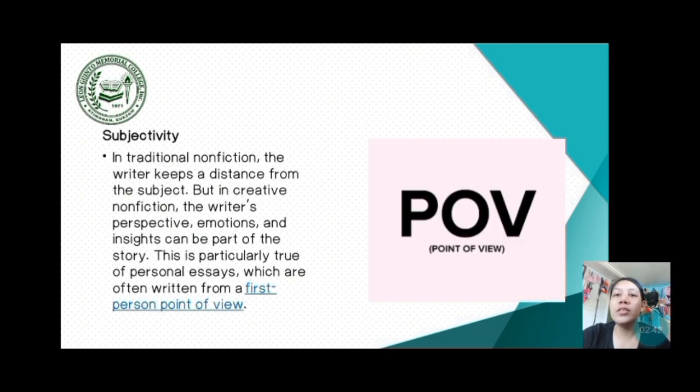The next one is the subjectivity. So, in traditional nonfiction, the writer keeps a distance from the subject. But in creative nonfiction, the writer's perspective, emotions, and insights can be part of the story. This is particularly true of personal essays, which are often written from a first-person point of view. So, subjectivity is the sharing of personal feelings, opinions, or thoughts rather than just facts.